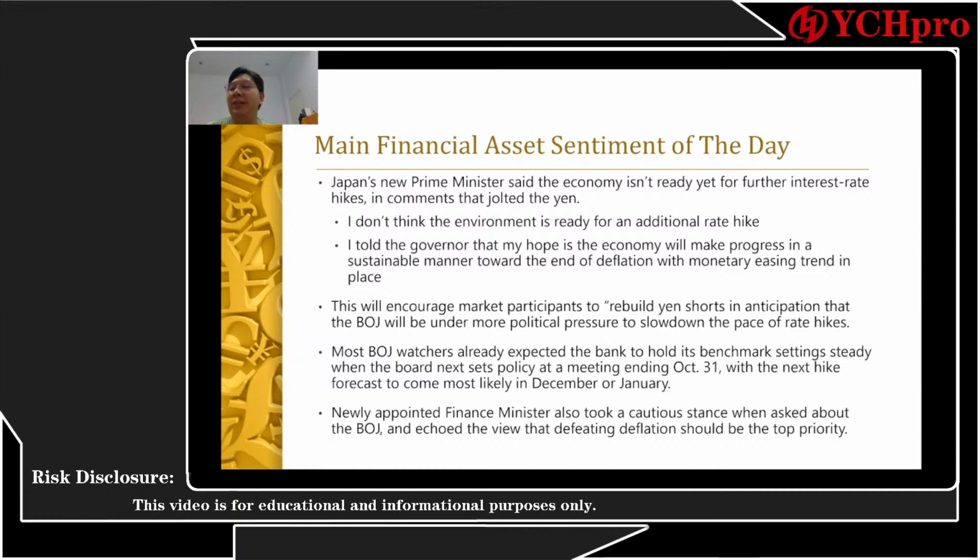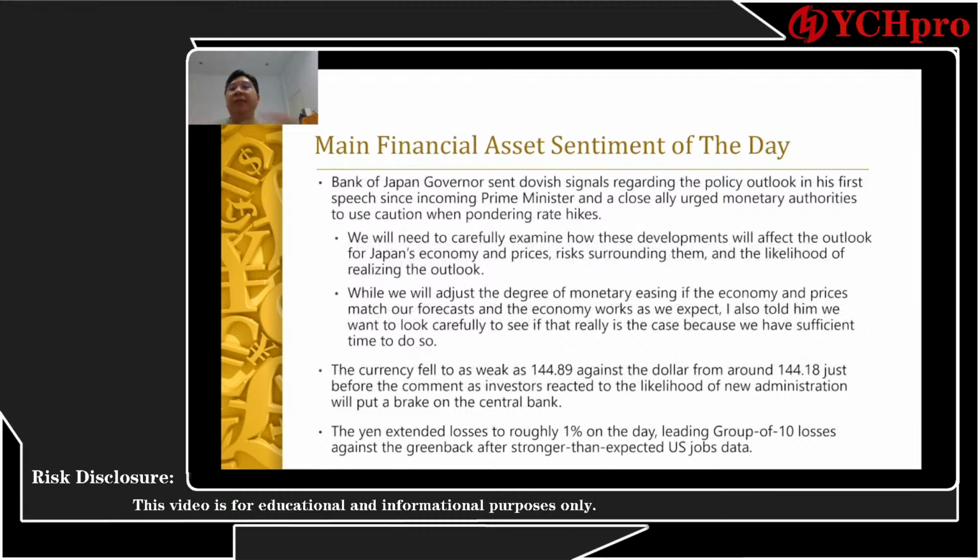So that is the very reason, guys. Okay, so it's very important that you guys also follow the fundamental and the event side. And the Bank of Japan Governor has already sent dovish signals regarding the policy outlook in his first speech after the incoming Prime Minister arrived, saying that they need to look at the overall economic outlook, including inflation as well as the unemployment side, and they will be adjusting the degree of monetary policy if the outlook for economic growth and unemployment do really work out on their own. Otherwise, they won't be giving you guys that kind of update.